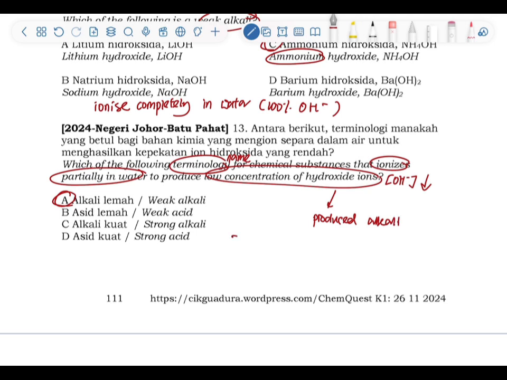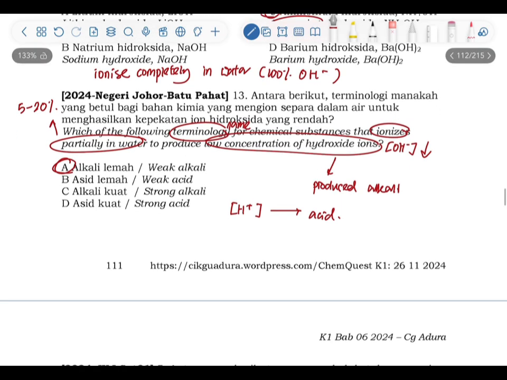So how about if I ask you what substance will produce the hydrogen ions? Hydrogen ions will be produced by acid. And then it says that it ionized partially, which means that it only dissolves 5 to 20%. This is just a rough approximate, so maybe even less than that. So the answer is weak alkali.